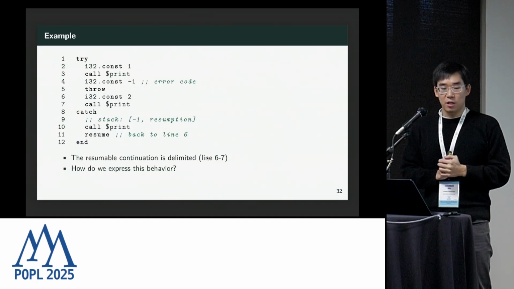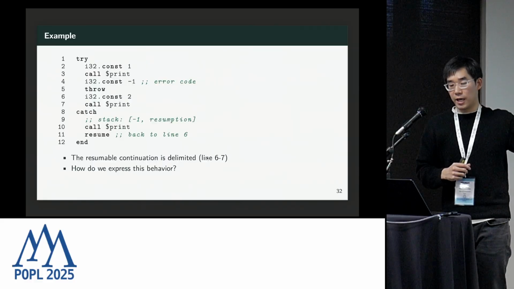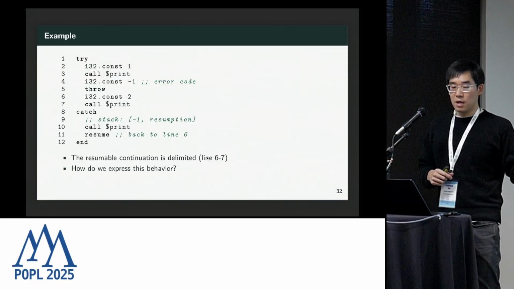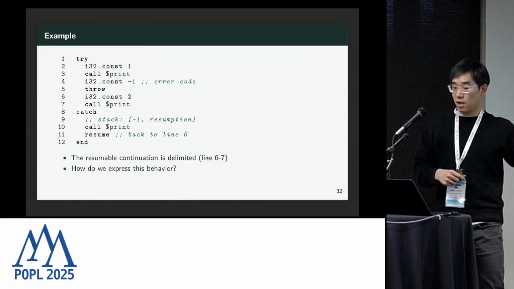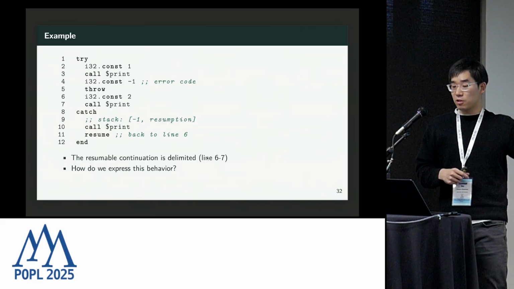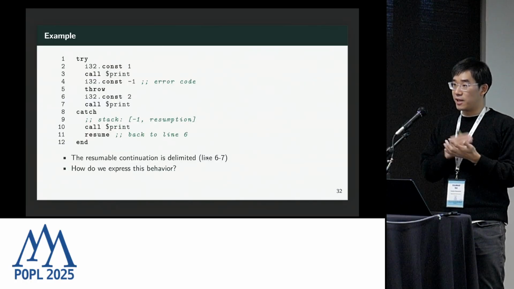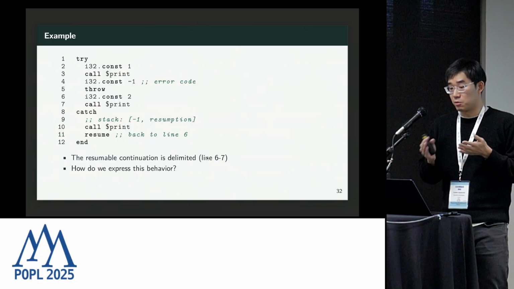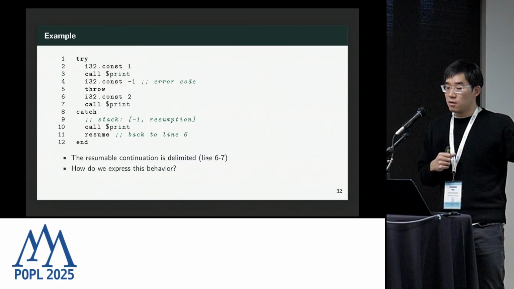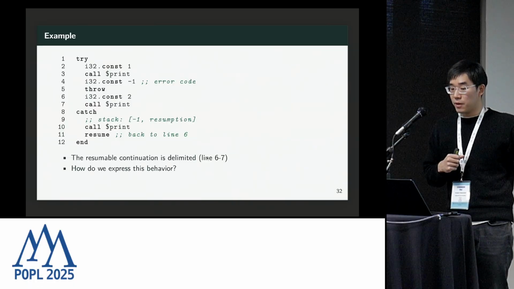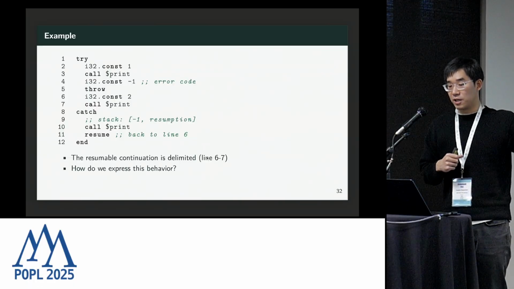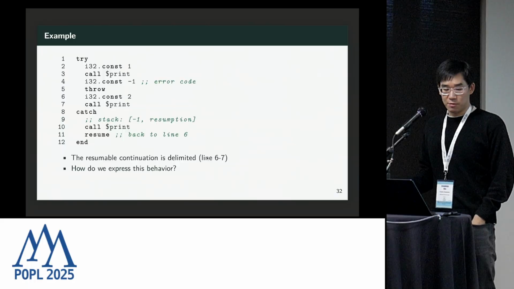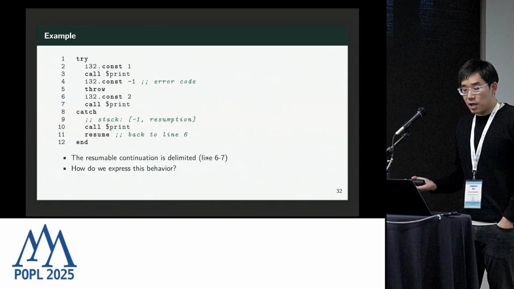One example here is we have a try block, and on line 5 we have a throw instruction with the error code -1, and then the control flow is transferred into the catch block. Once transferred here, on top of the stack we have the error code and also a function value, which is a resumption. We can consume the error value, and then we call resume. With this resume instruction, we're going back to line 6 here. This is basically what we call resumable exception. So the problem is, how can we express this behavior?